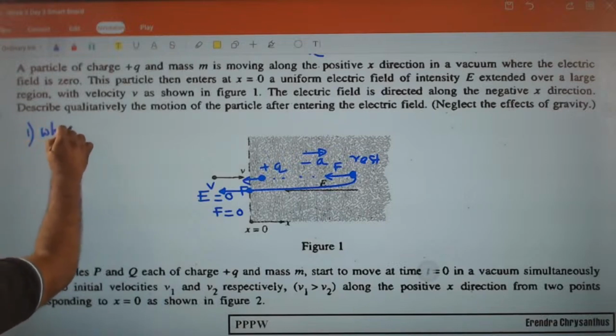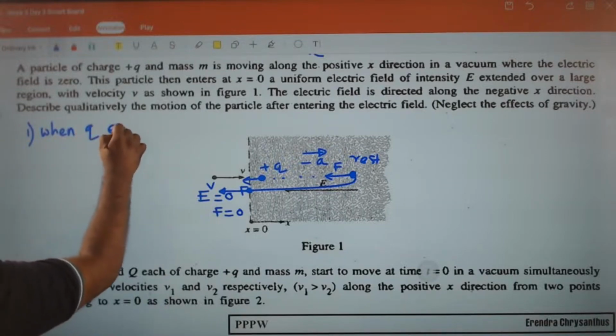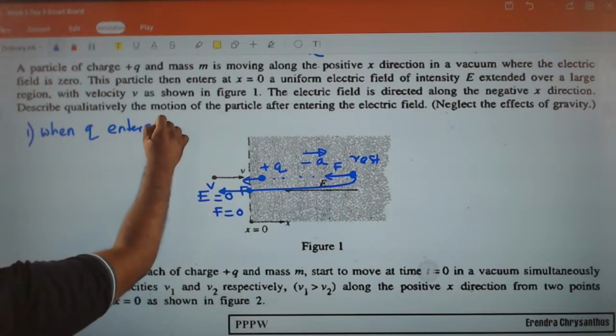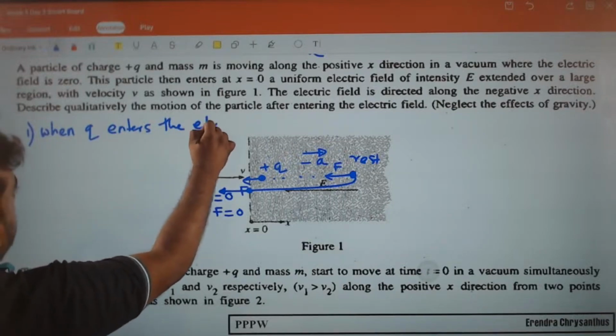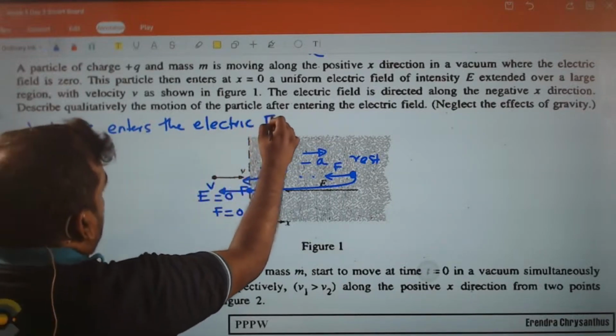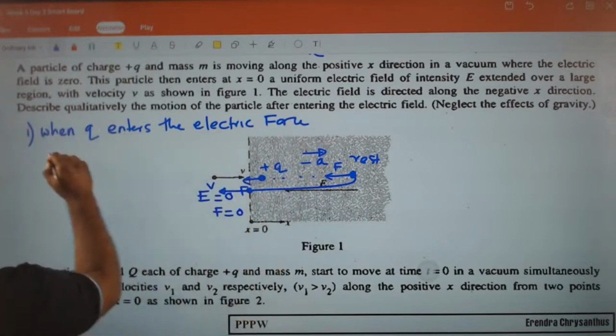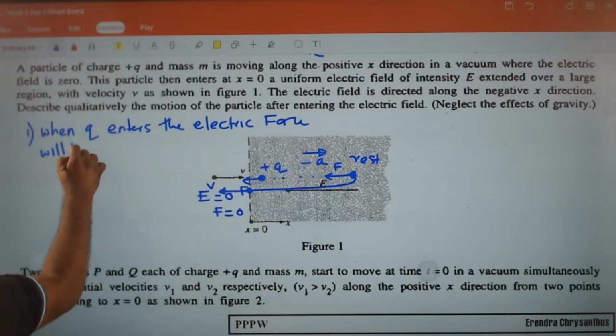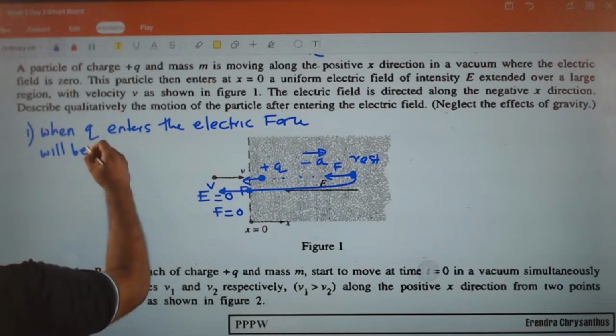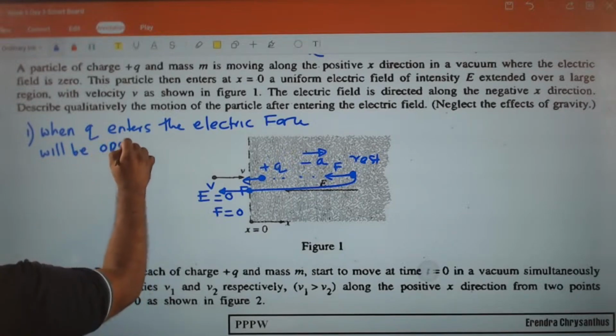So you can write that. When q enters, the electric force will be opposing the motion.